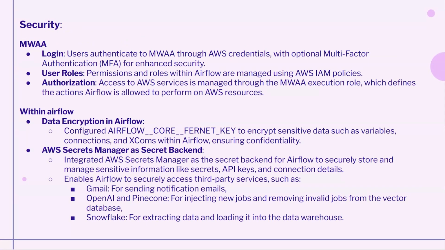Within Airflow, we configure the Fernet key to enable encryption of variables, connections, and XComs. We've also integrated AWS Secrets Manager as a secret backend, which securely stores and manages credentials like API keys and connection details. So this allows Airflow to securely access third-party services, including Gmail for email notifications, OpenAI and Pinecone for managing vector databases, and Snowflake for handling data extraction and loading into the warehouse. Okay, I will hand over to Kevin, who will introduce our RAG.